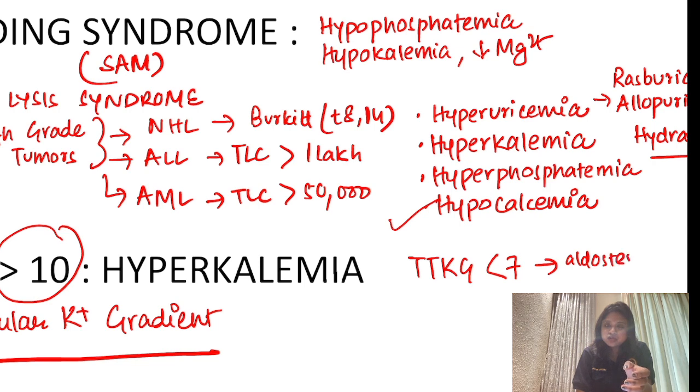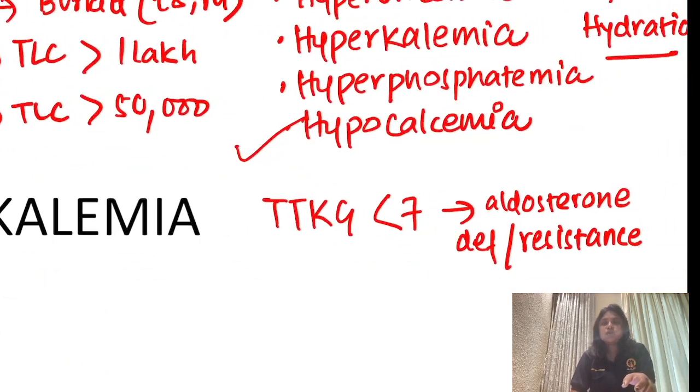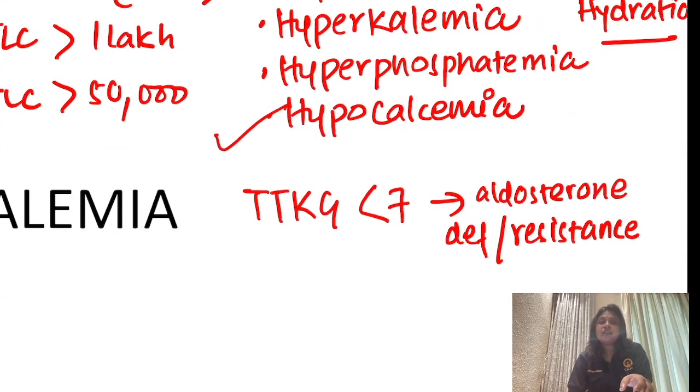Either there is aldosterone deficiency or there can be aldosterone resistance. So we can find out the cause just by giving supplementation of aldosterone. Okay, so you give aldosterone to the child, and if after giving aldosterone to the child, TTKG increases to more than 7, then it is aldosterone deficiency. But if it does not increase, then it is aldosterone resistance, right?